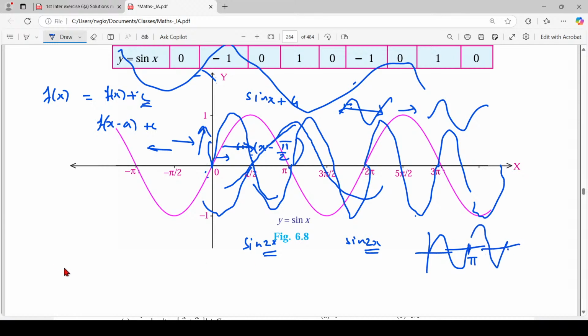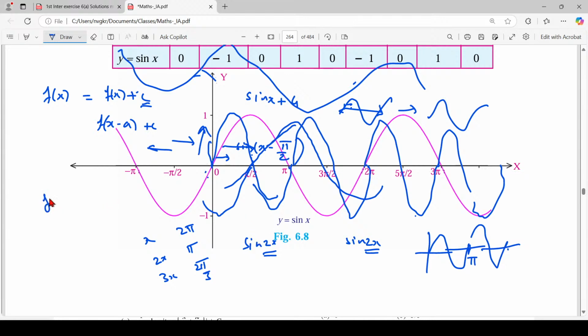Agreed? If the period of sin x is 2 pi, then what is the period of sin 2x? It is pi. Agreed? What is the period of sin 3x? It will be 2 pi by 3. What does that mean? The graph will repeat 3 times within 2 pi. That's why the period will be 2 pi by 3.